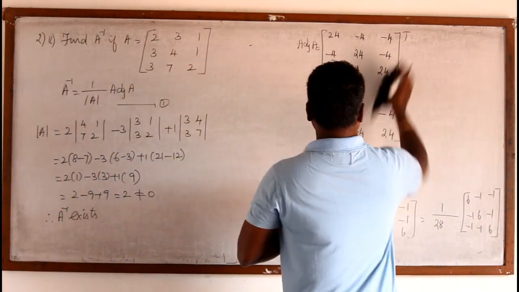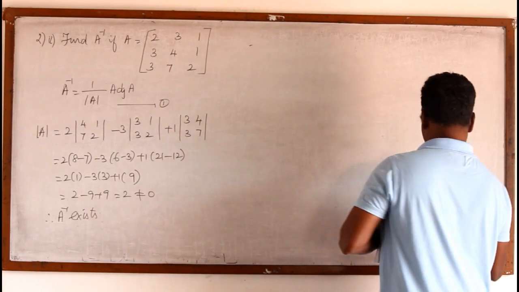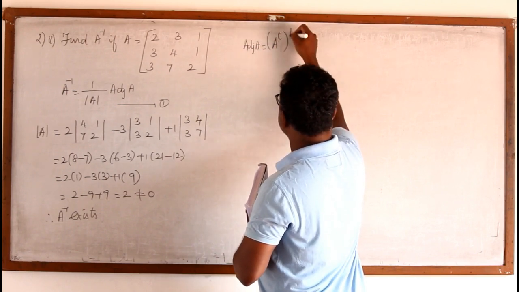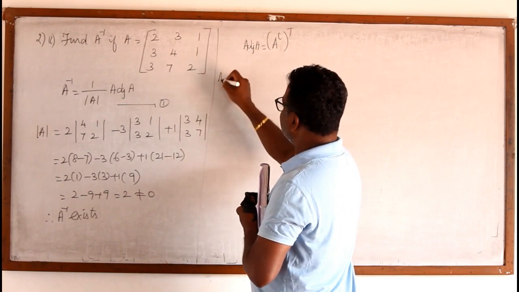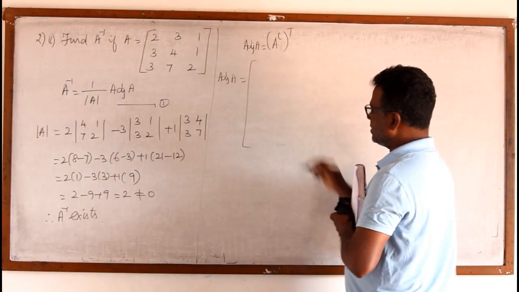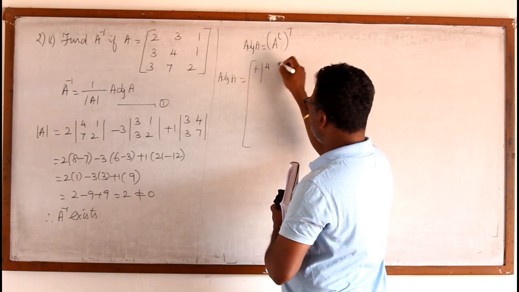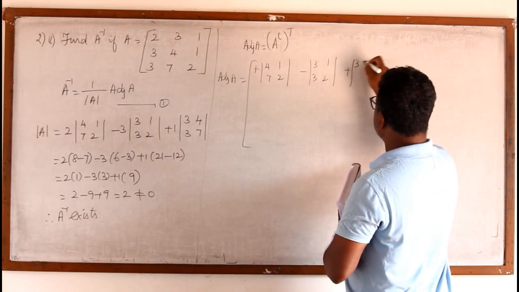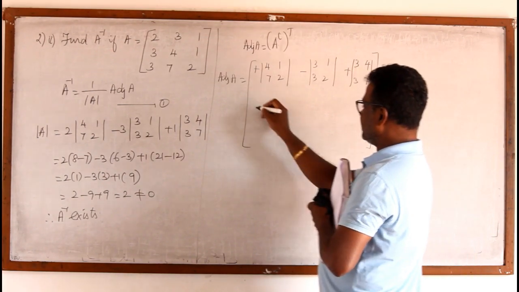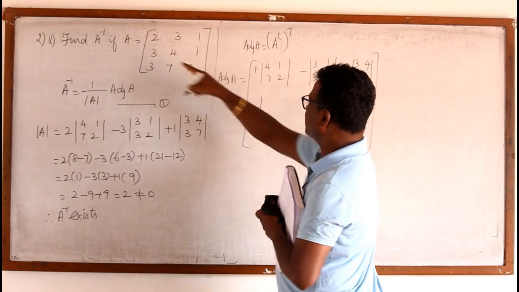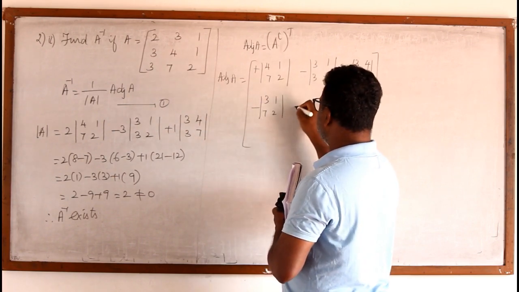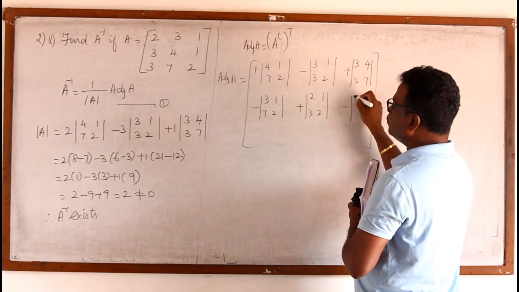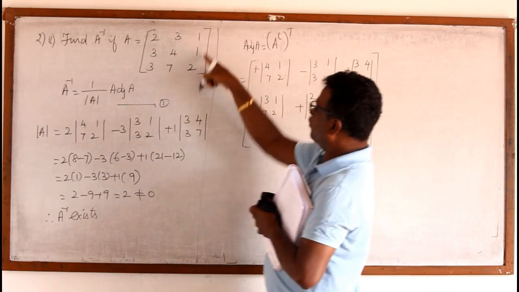Now we shall go for adjoint of A. If I go by the chart method, it will be still easiest. That is, adjoint of A is given by the formula A cofactor transpose. Therefore, adjoint of A equal to, find the cofactor matrix. It is plus, this one first, 4 1 7 2, minus 3 1 3 2, plus 3 4 3 7. Next minus. Now go for the matrix. Minus. Omit this row and column: 3 1 7 2. Plus, always the common elements: 2 1 3 2. Minus 2 3 3 7.